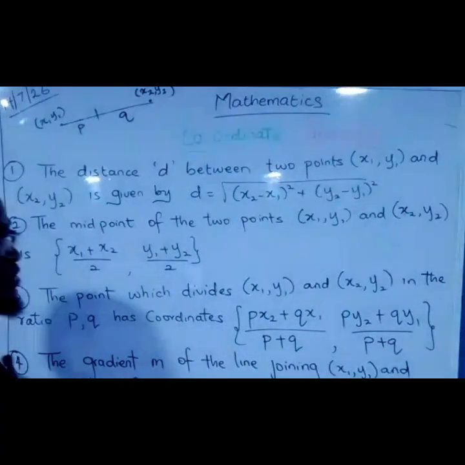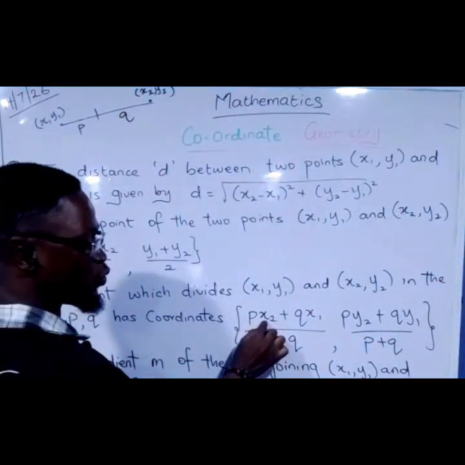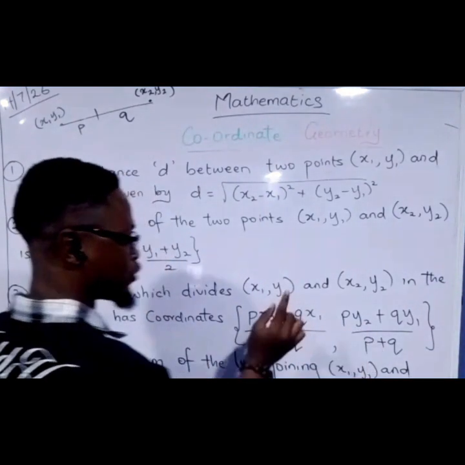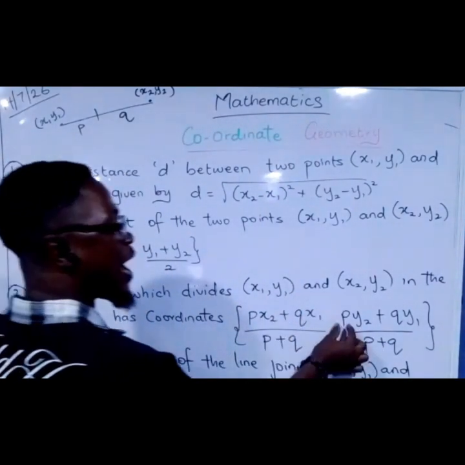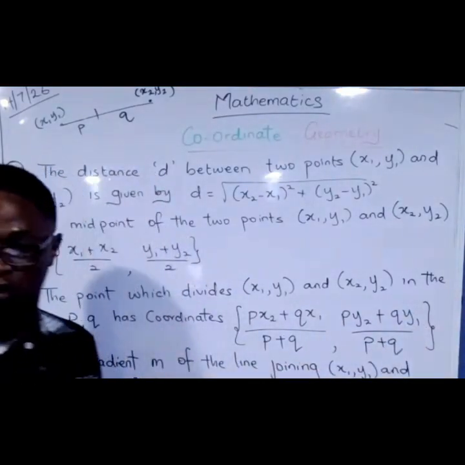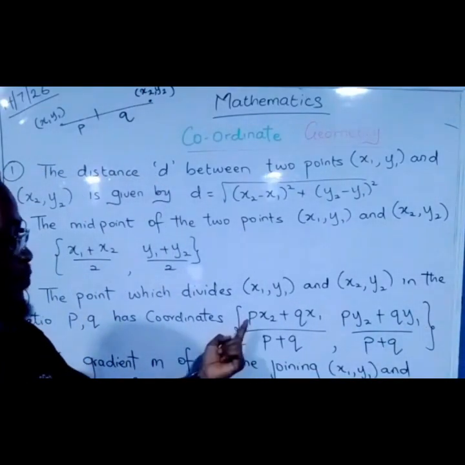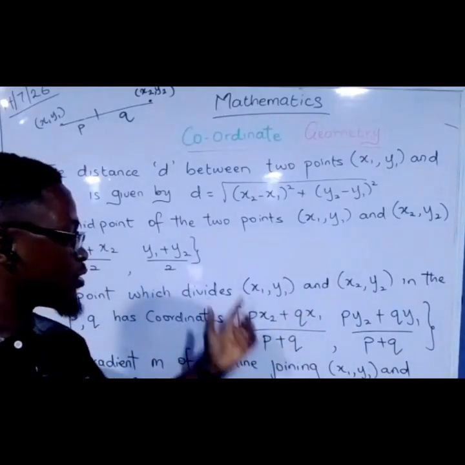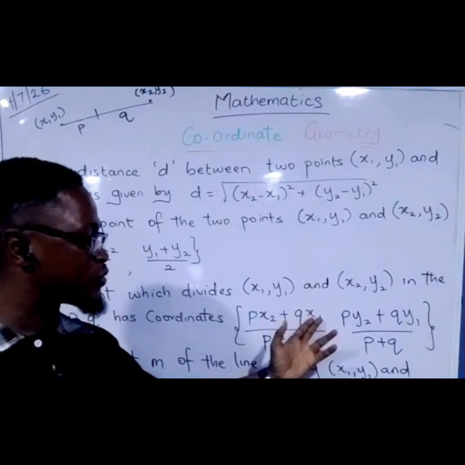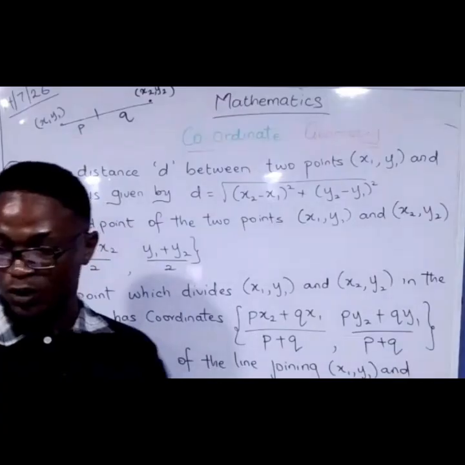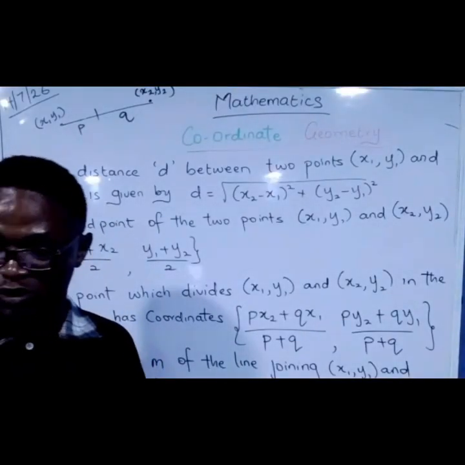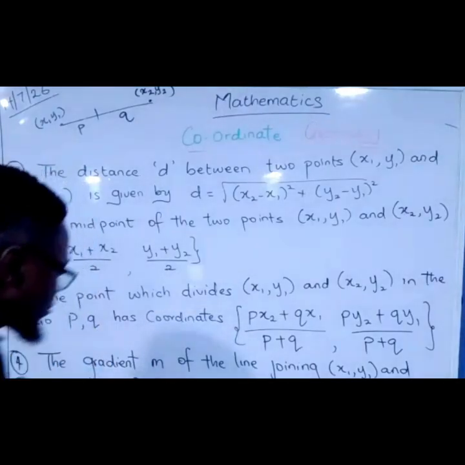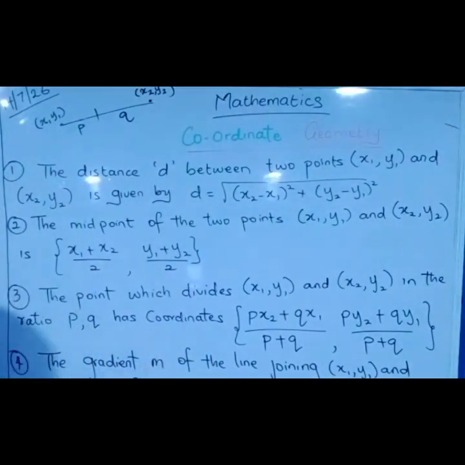If you notice, P is attached to x2, P is also attached to y2. So that you don't go and put P as x2 here and put P as y1 here, you'll be wrong. If you are using P for 2, P and P will stay with 2 and 2. Q for 1, Q will stay for 1 here, Q will also stay for 1 here. Don't get it wrong. So that's for that. We're going to do an example on that as well.